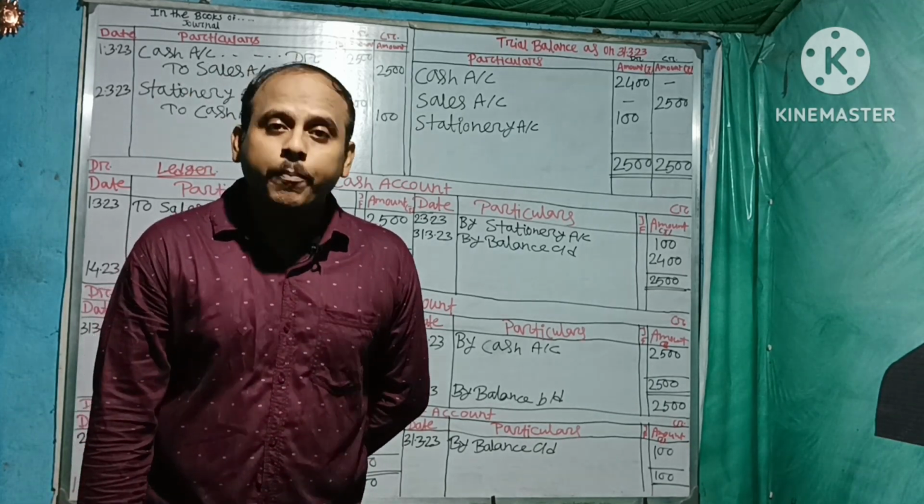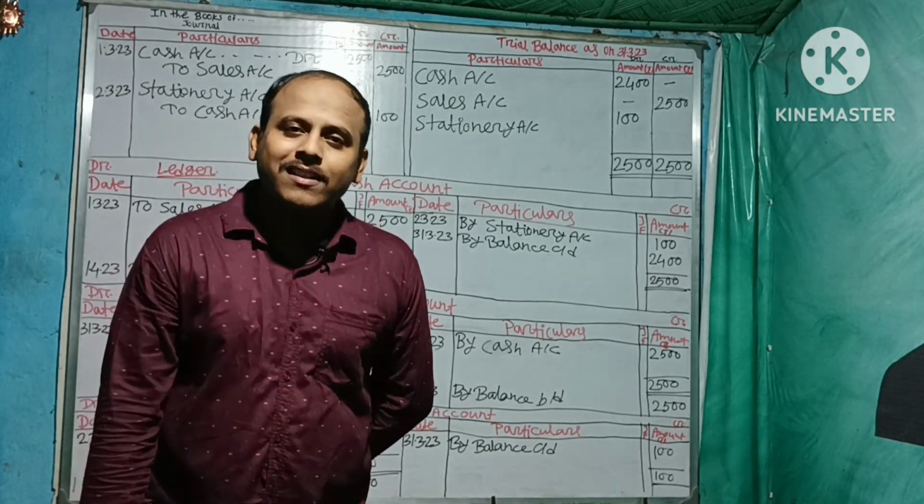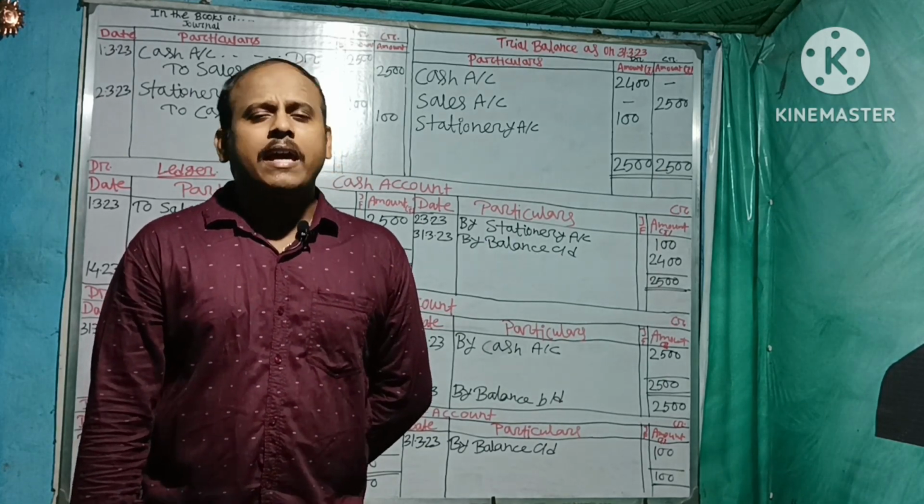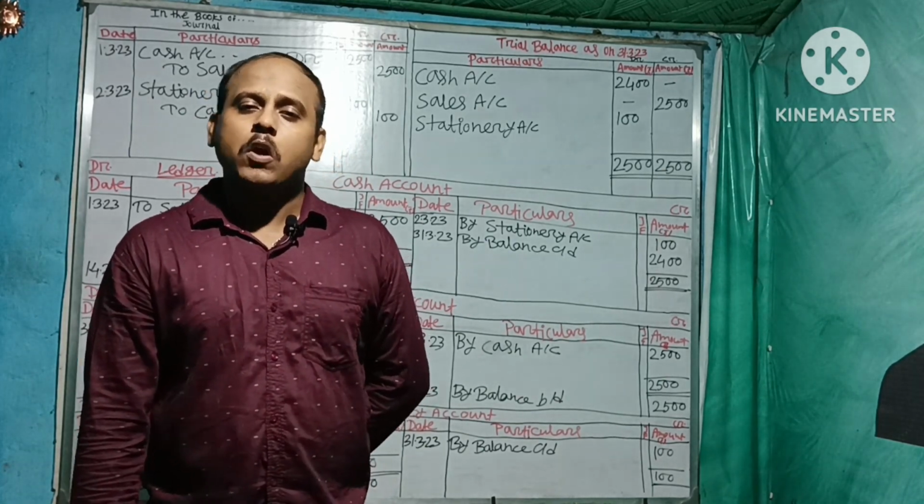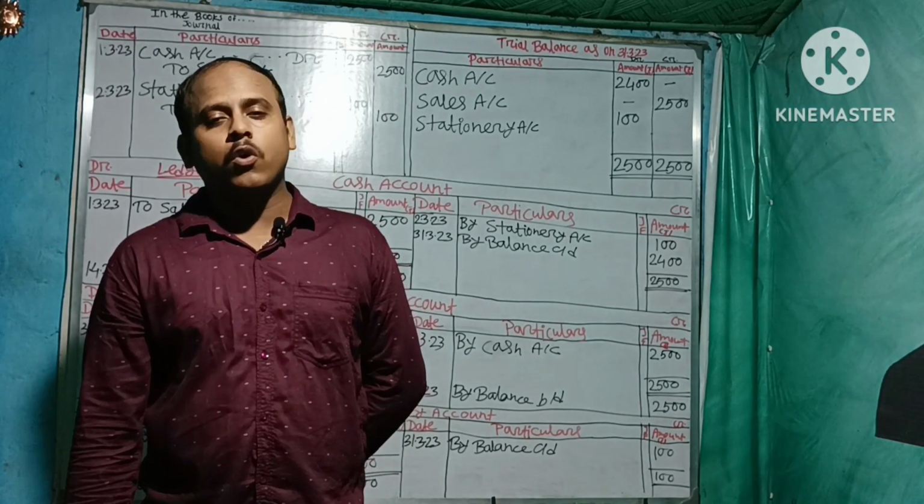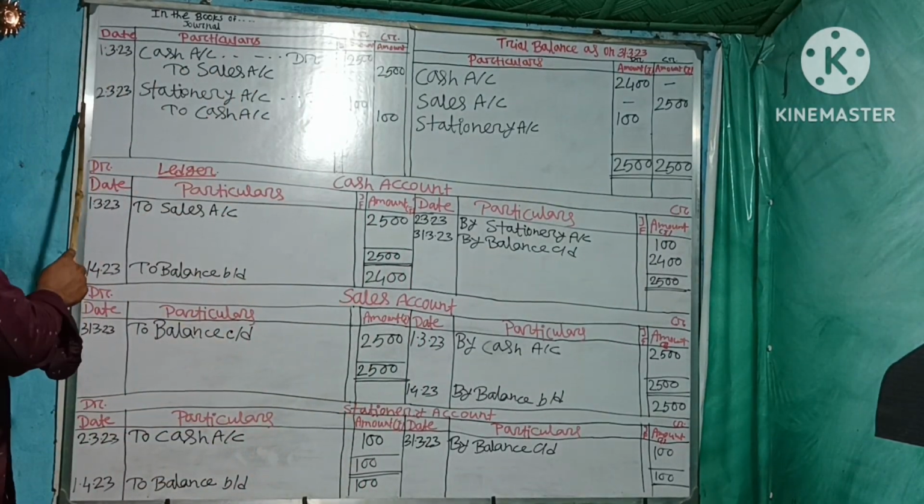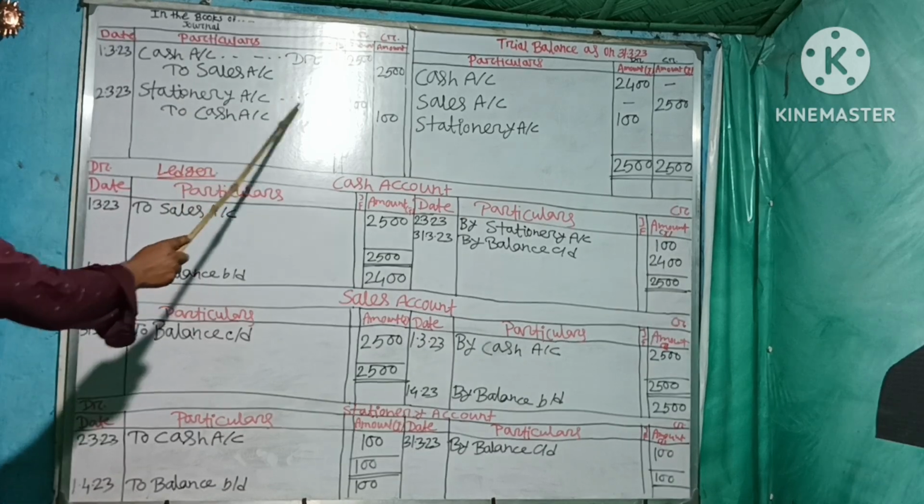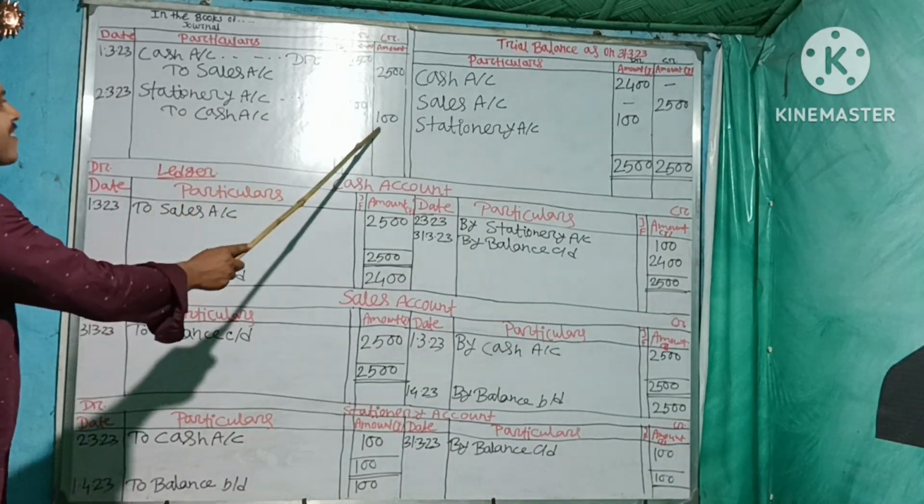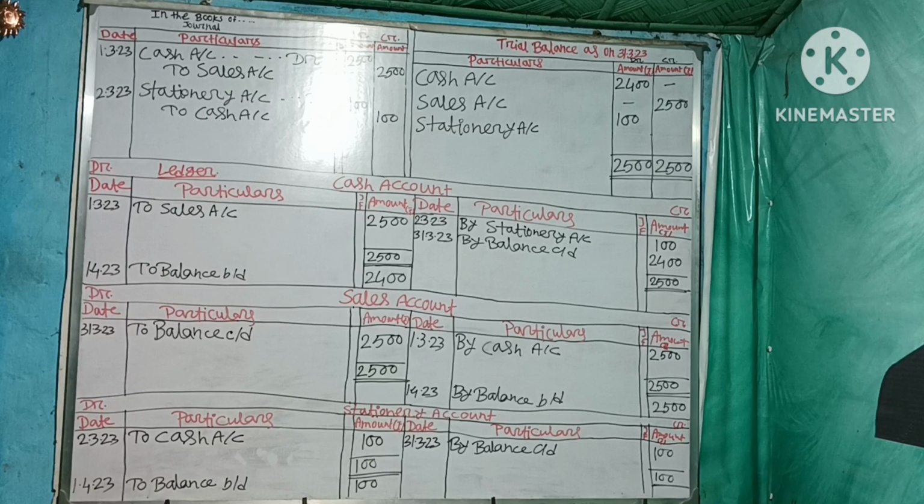Whatever we pay, that is cash. Cash is an example of real account. If we pay, then cash goes out. If cash goes out, the account will be credited. For that reason, on 2nd March, stationery account debit 100 to cash account 100. I hope journal is clear to all of you.